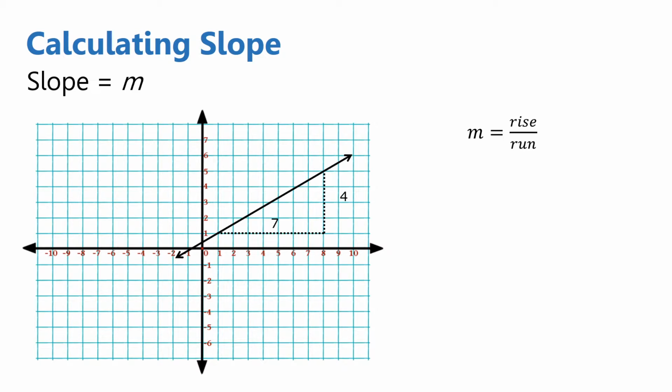In our formula, the 4 refers to the rise. The 7 refers to the run. We're then going to reduce our fraction. In this case, it's already reduced. So there we have our slope, 4 over 7. After you calculate a slope, double check and make sure you have your sign right. In this case, the line is going up, so it's a positive slope.